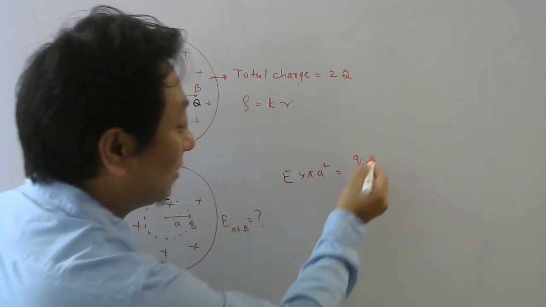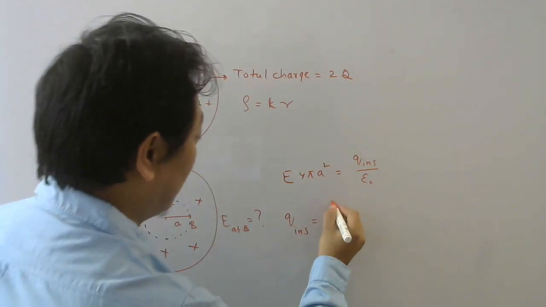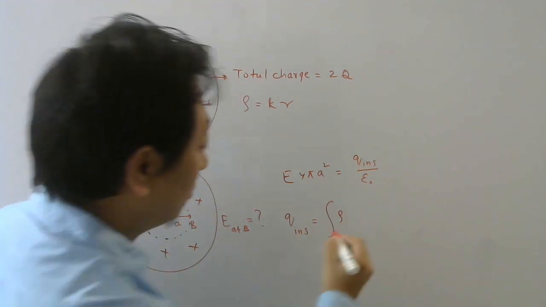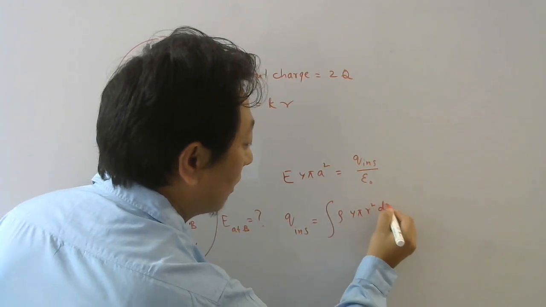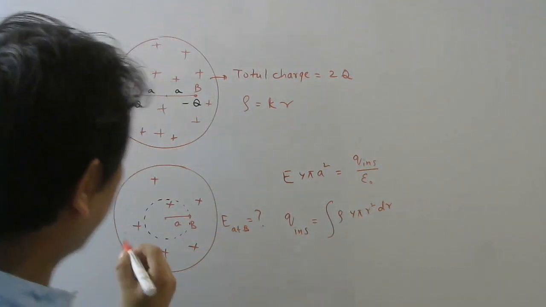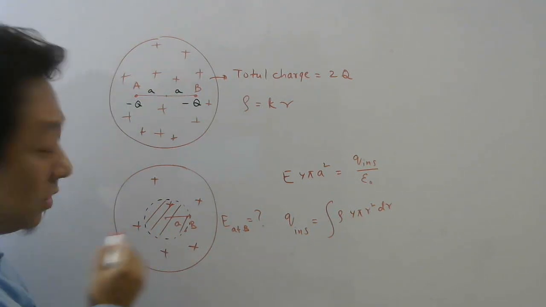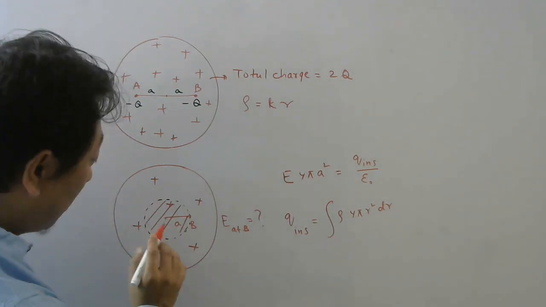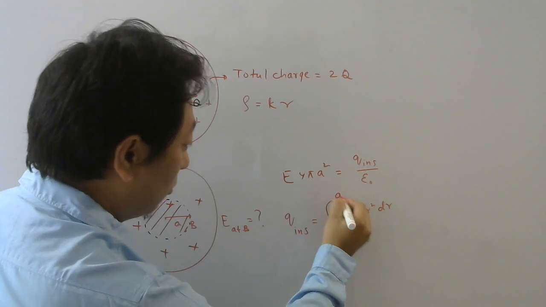Next, we need to find this charge inside. And charge inside can be written as integral of density at this location, rho, into 4 pi r square dr. Now I have to integrate from where? Well, I want the charge in this region. Only the charge inside the Gaussian surface should be included. So my radius should increase from 0 to a.